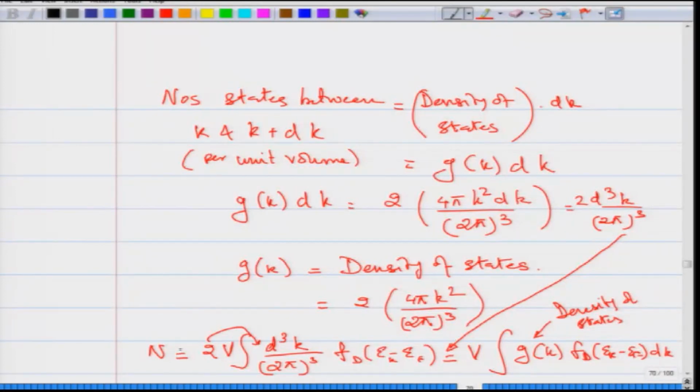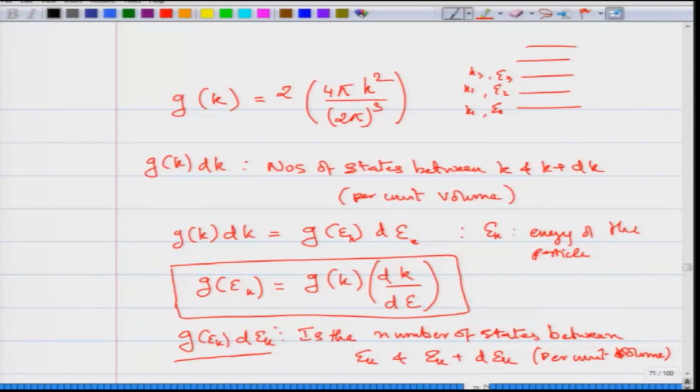So, the total number of particles, you can rewrite in terms of the density of states. And since Gk dk is the total number of quantum states that are present between k and k plus dk in the solid, therefore, since the total number of states is going to remain constant, whether you look at it in terms of momentum or in terms of energies, the total number is always constant. So, Gk dk is equal to Ge dE.